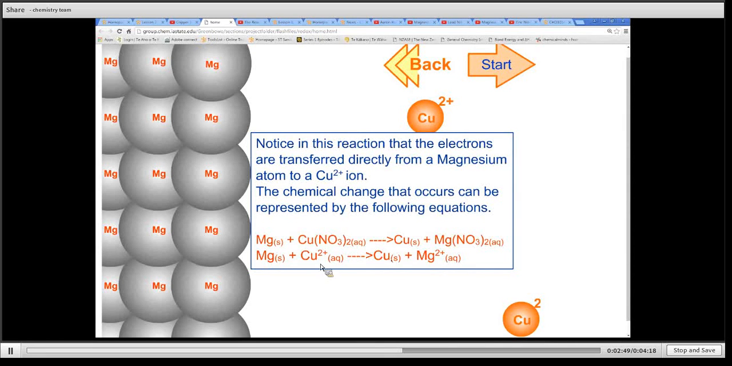The second equation, which is our model representation, is an ionic equation, and it clearly shows that our magnesium metal goes into solution. Aqueous stands for solution, as an ion, and the copper ions, which were in solution, the aqueous, now form a solid. So let's have a look at it in detail.